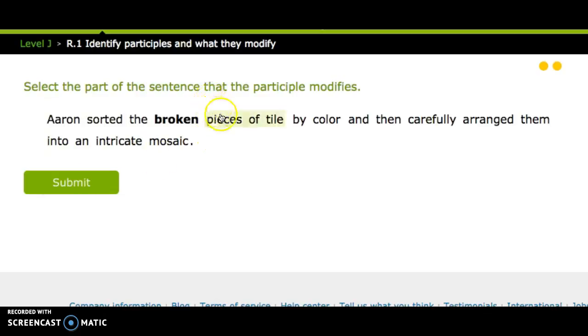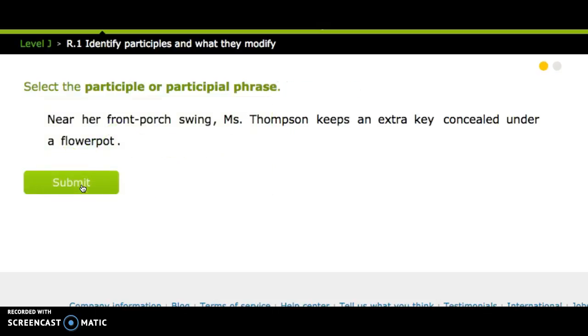And the next sentence asks, what is it modifying? Well, we said it's modifying pieces of tile. See if this next one ends up being a phrase. So far we've just had participles as single words here. Near her front porch swing, Miss Thompson keeps an extra key concealed under a flower pot.